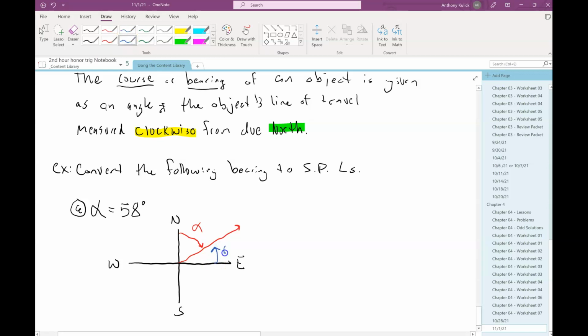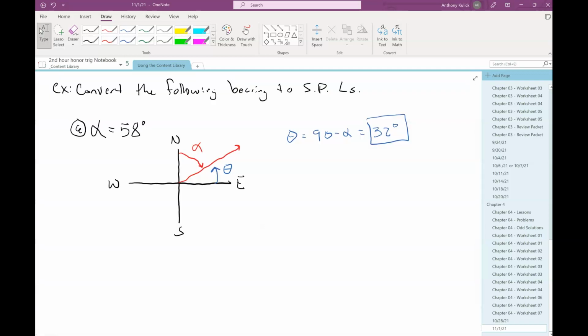My standard position angle starts at the positive x-axis and goes counterclockwise. So what is theta going to equal in this case? 90 minus alpha, or 32 degrees. Everybody okay with that? Let's just do a couple more examples here.